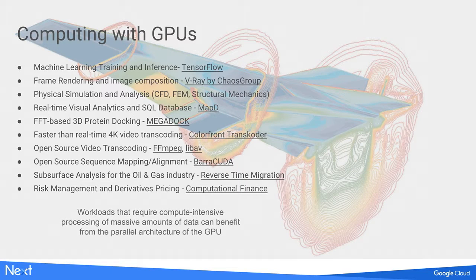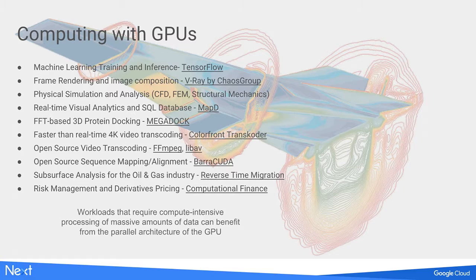So, what are the things you can do with the GPU? Raise your hand if you've done some of these things. Machine learning. Who's done machine learning? So a good number of the group. Frame rendering, image composition. A few people here. Physical simulation, analysis, FEM. Few people. Real-time visual analytics on an SQL database. You'll see that one today. We're going to show a demo.